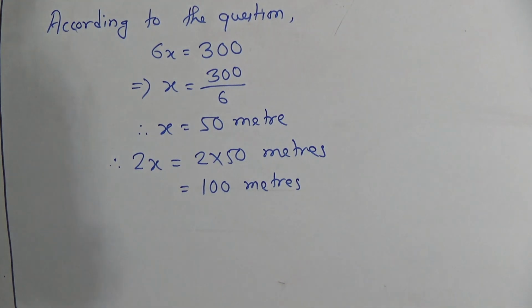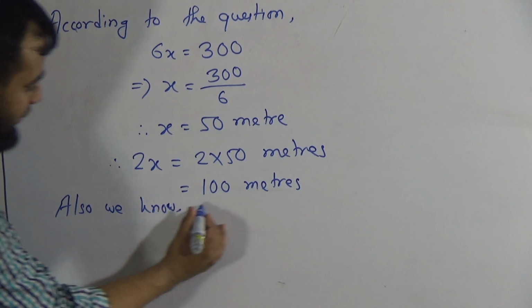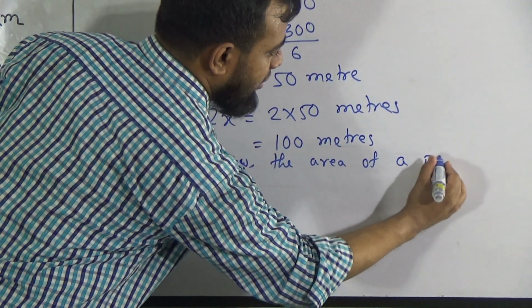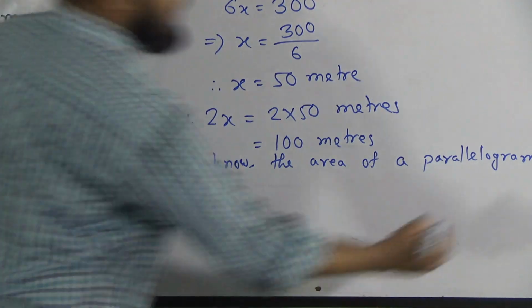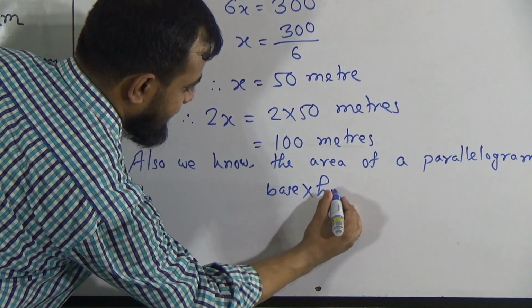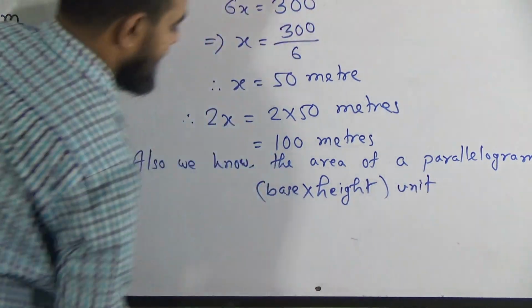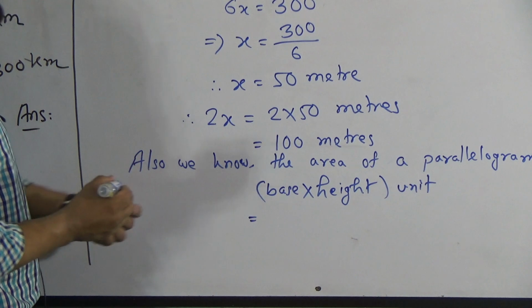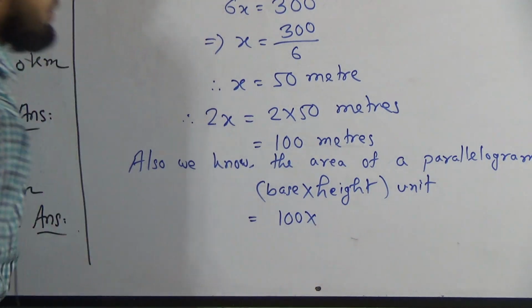Now, my dear students, we also know the area of a parallelogram. The area of a parallelogram is base multiplied by height. So that is equal to what? Base is 100, because twice x is the base of the given parallelogram ABCD, and the height, also given in the figure, is 5.